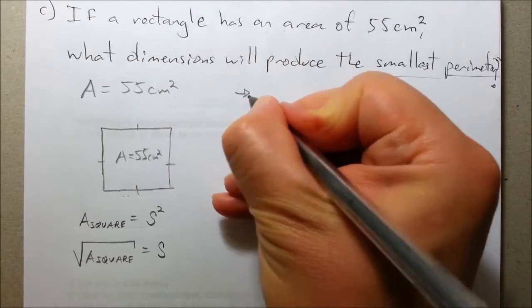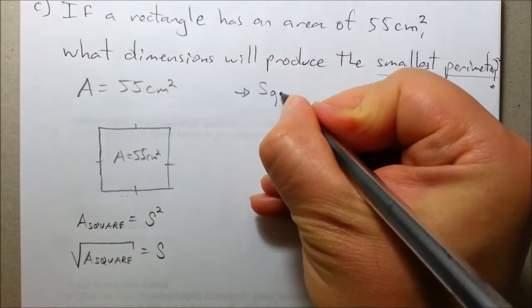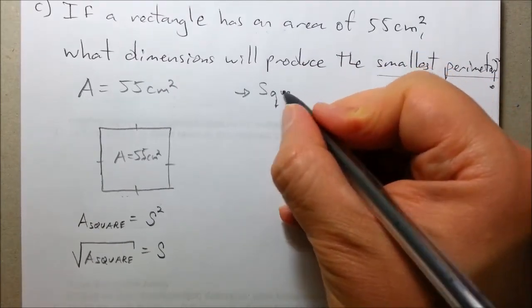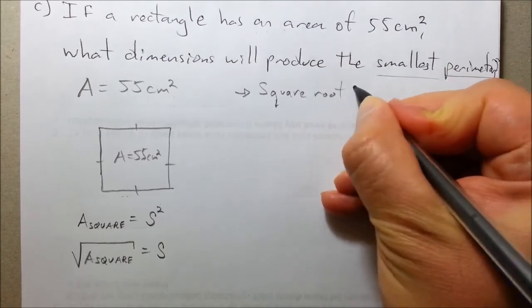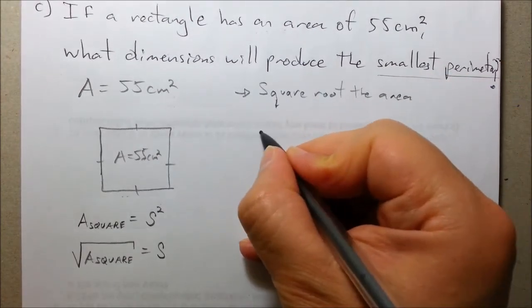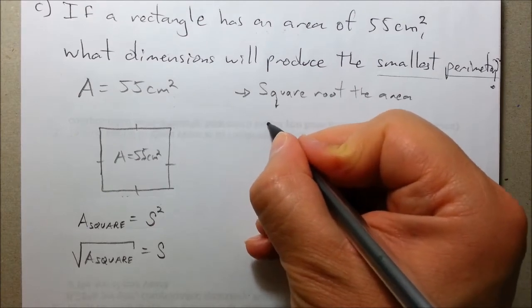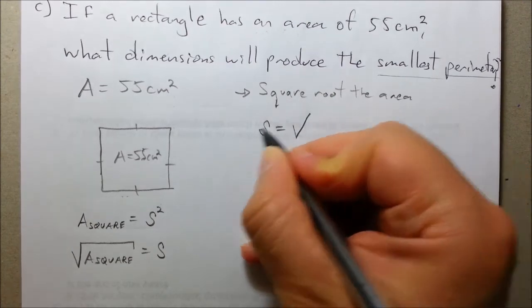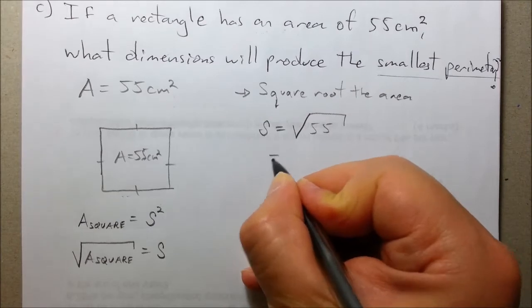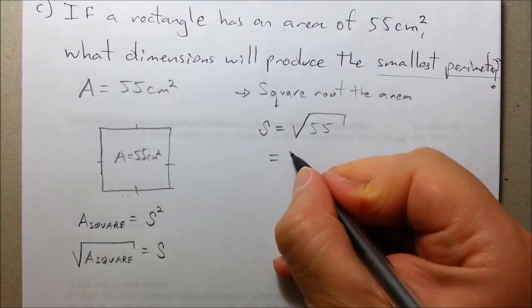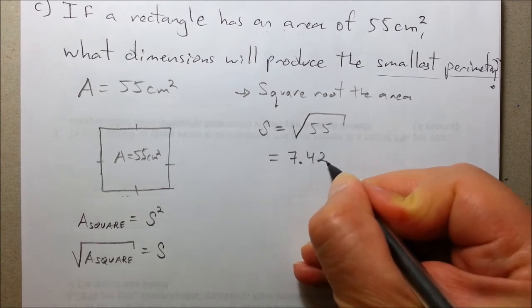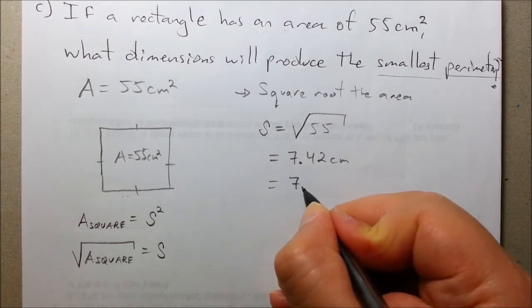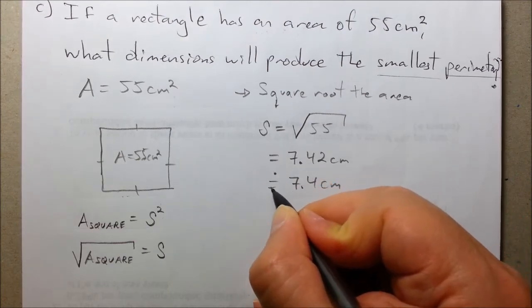Let me write this down in a more formal way. Square root the area. So the first step was, they give you the area, you want to find the side length that gives us the optimal perimeter. You square root the area. So the side length, let's call it S, is equal to the square root of the area, which is 55. And what's the answer for this? Put it in your calculator, and I'm getting 7.42 centimeters. Let's have it as 7.4 up to one decimal place.